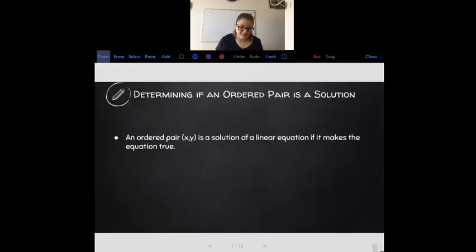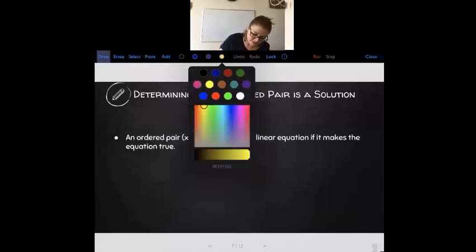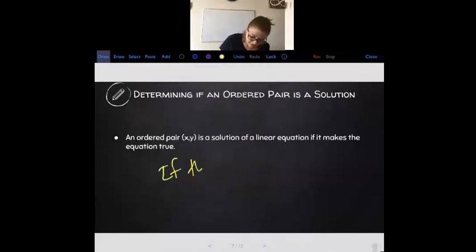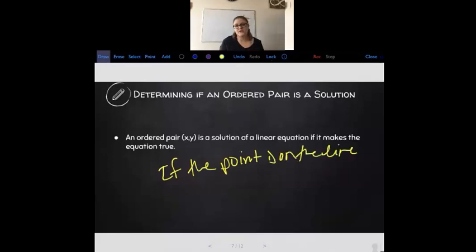Okay, so determining if an ordered pair is a solution. An ordered pair (x, y) is a solution of a linear equation if it makes the equation true, or another way to think about it is if the point is on the line. So it's a solution of the line if either you plug in x and y and it's true, or that's the same thing as saying the point is on the line. So whatever way you like to think about it.